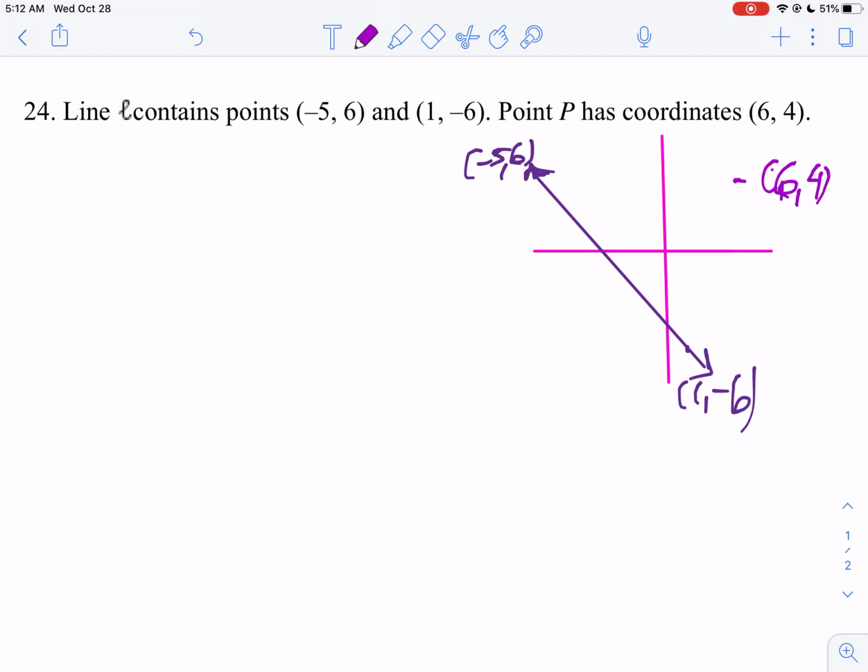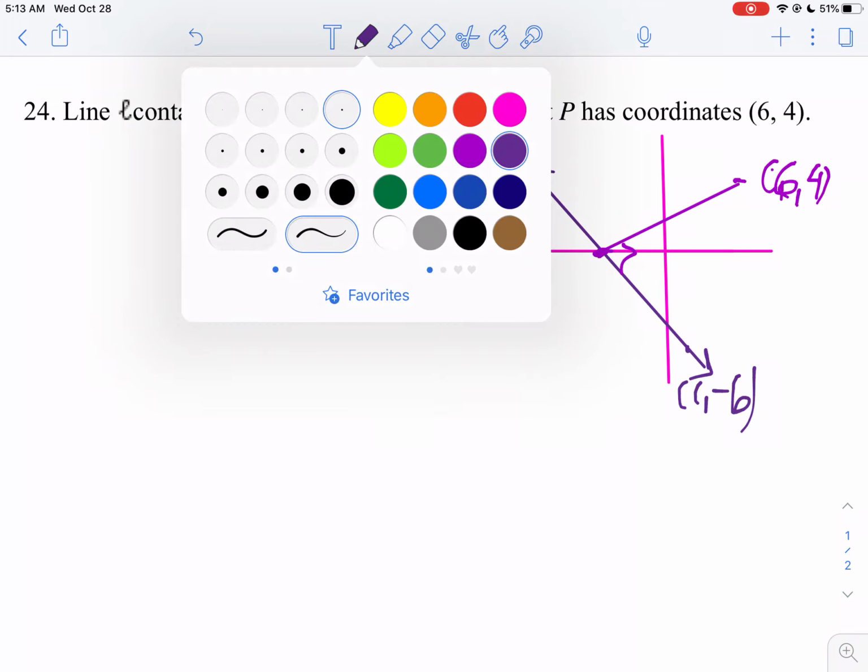Now I'm going to draw in my perpendicular distance, and I want to find the length of that segment. But in order to find the length of that segment, I need to find the coordinate of this point right here. In order to find the coordinate of this point, I need to start with my original line. So I'm going to find the slope of my original line.